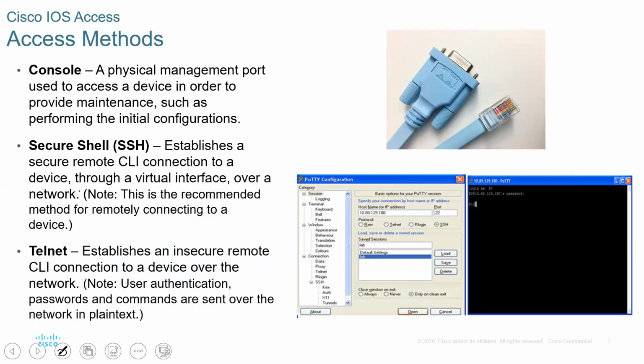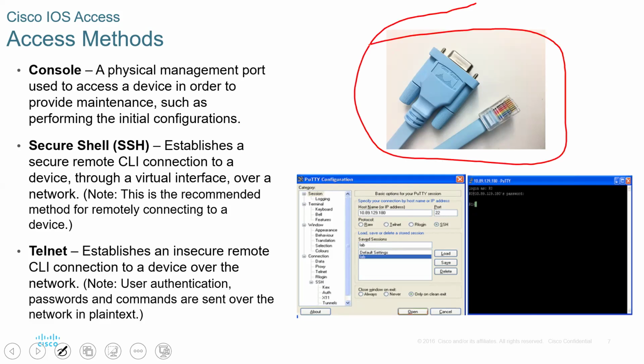If you're going to use a command line interface to configure a router or a switch, how then do you access this device? There are various methods that you can use to access the command line interface. The first is called the console. A console cable is a physical management port used to access devices in order to provide maintenance, such as performing the initial configuration. This is an example of a console cable. You connect it to the device, and then you connect the other end to your system. And then using terminal emulation software, you can log into the particular device.